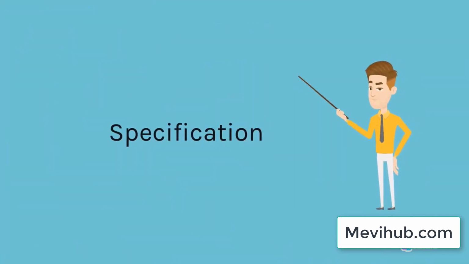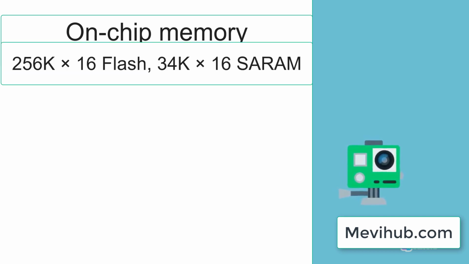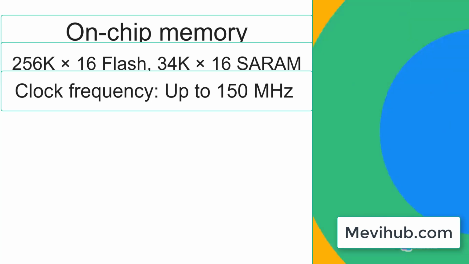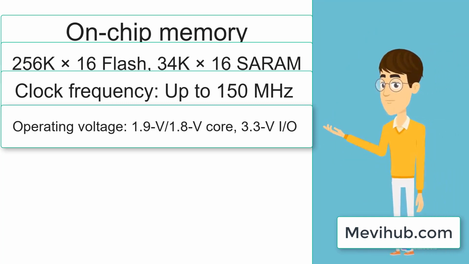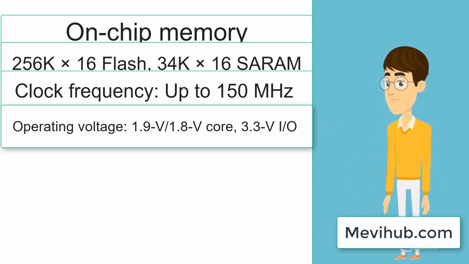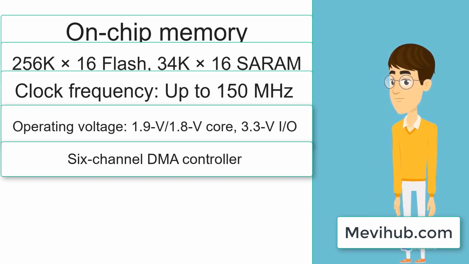Specification: TMS320F28335 microcontroller. On-chip memory: 256K x16 flash, 34K x16 SARAM. Clock frequency: up to 150 MHz, 6.67 ns cycle time. Operating voltage: 1.9 V/1.8 V core, 3.3 V I/O design. 6-channel DMA controller for ADC, McBSP, ePWM, XINTF, and SARAM.